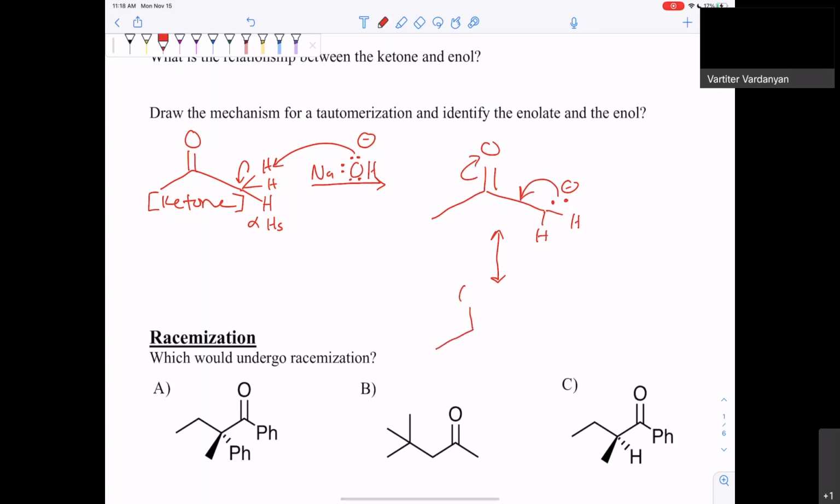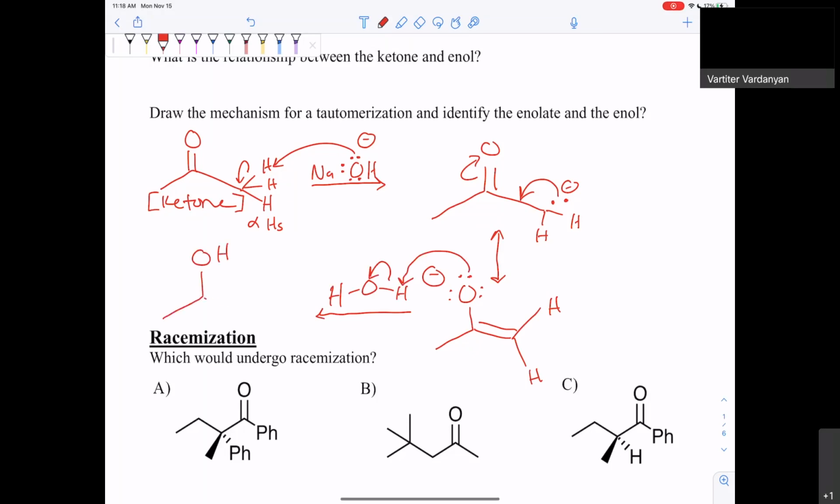We end up with a negatively charged O and a double bond here. And we still have those two H's left over. Now this guy can actually take some of the H2O that we just made, steal one of those hydrogens, and it will form an alcohol.